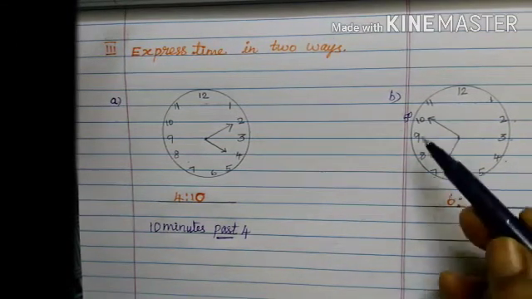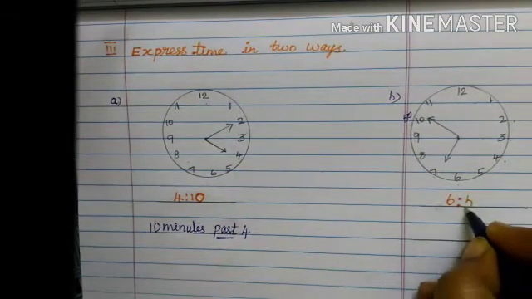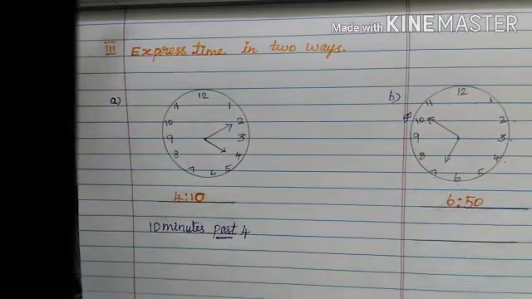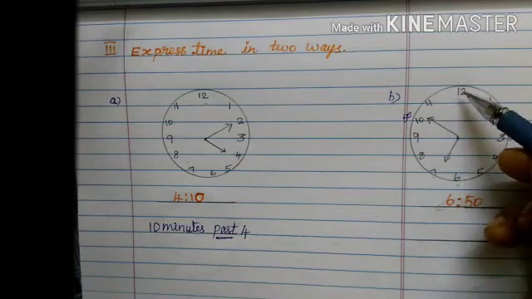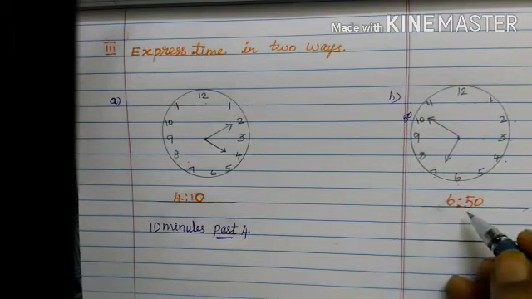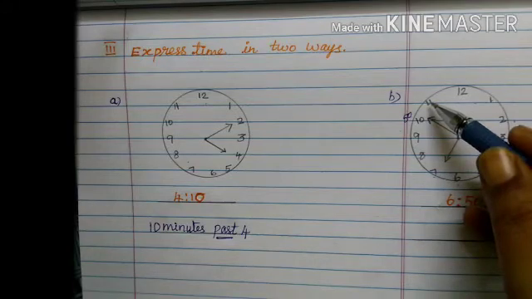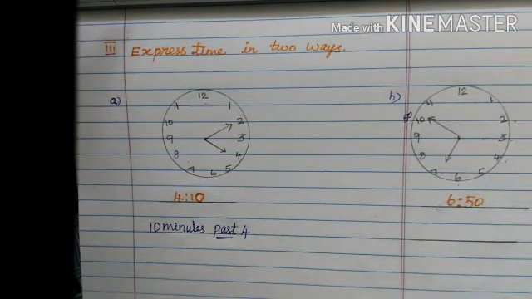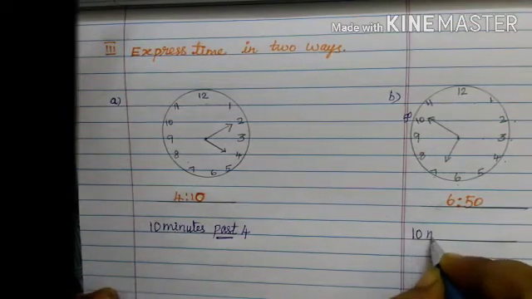Then this one for 50 minutes. 6:50 is the time showing. Then another method you say for 5, 10. So 10 minutes are needed to reach the hour. These minutes are converted to hours. So the balance timing here is 10 minutes. That's why here it says 10 minutes.